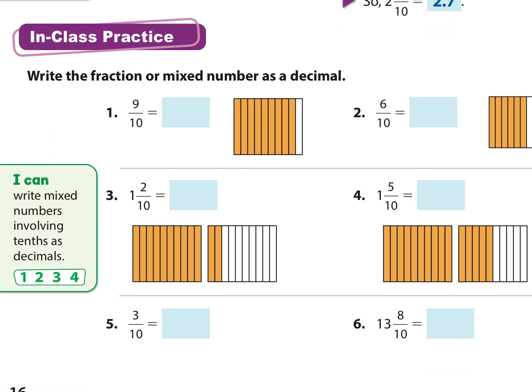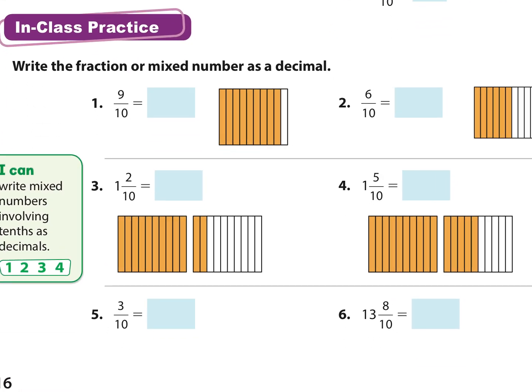Let's keep going. We're going to write the fraction or the mixed number as a decimal. So I'm given a fraction in number 1, which means I need to write my answer as a decimal. So what would I write? 0.9. Very good, 0.9.